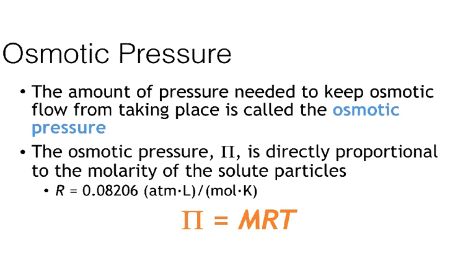Now, the osmotic pressure is the amount of pressure needed to keep osmotic flow from taking place. We use a capital pi for osmotic pressure, and it is directly proportional to the molarity of the solute particles. So the osmotic pressure is the molarity of the solution times R, the gas constant, 0.08206, times your temperature.